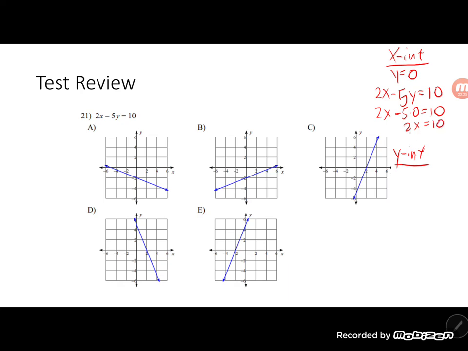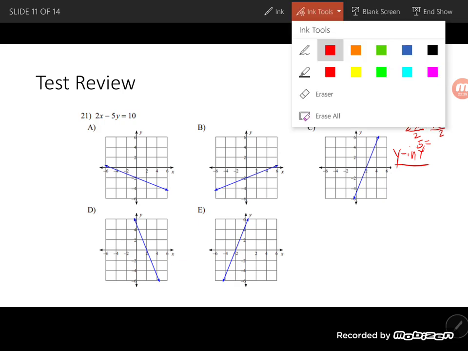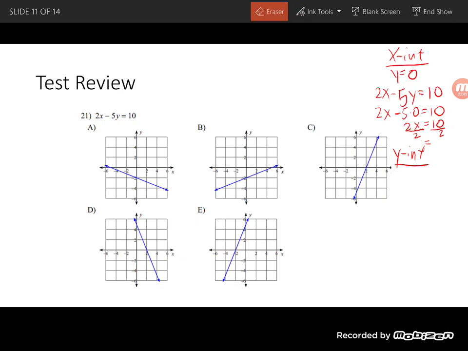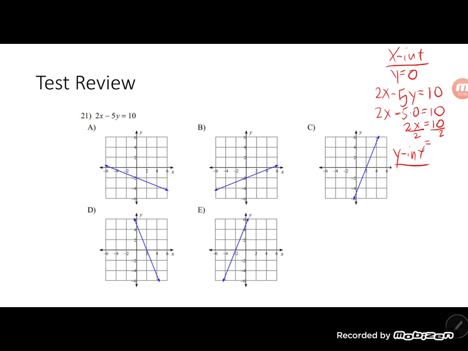And now I'm looking for what can multiply by 2 to get to 10, or if I divide both sides by 2, I see that 5 could have multiplied by 2 in order to get to 10. So I'm going to have x is equal to 5. And again, notice the 2's cancel, and 10 divided by 2 is 5, so everything makes sense. So x equals 5 is what I'm going to be looking for.